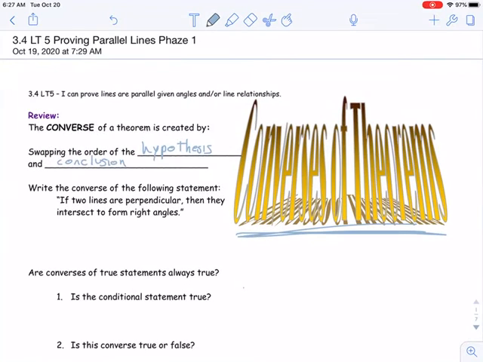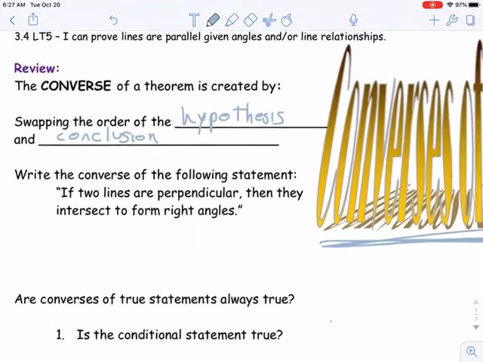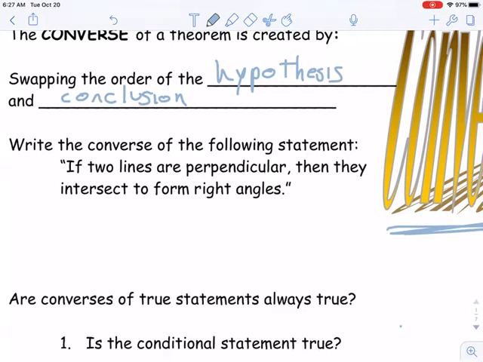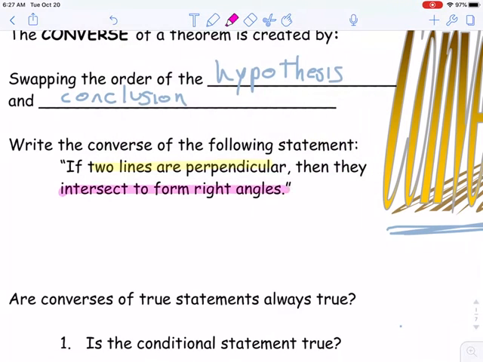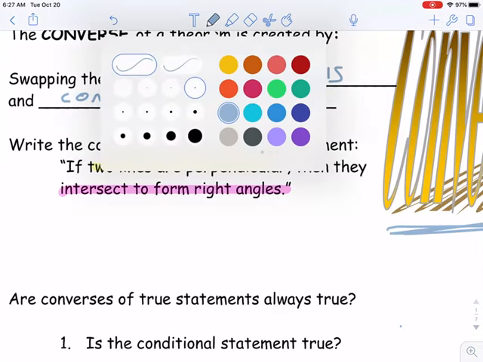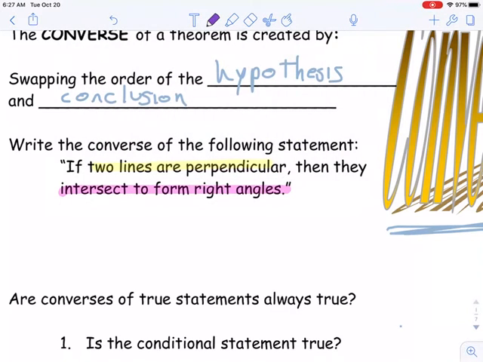All right, before we even start diving into the converse of the theorems we've been talking about, let's just review some things about converses itself. All right, so write the converse of the following statement. If two lines are perpendicular, then they intersect to form right angles. Okay, so two lines are perpendicular, intersect to form right angles. All right, so remember, we just don't blindly swap the hypothesis and conclusion. We try to make it sound grammatically correct.